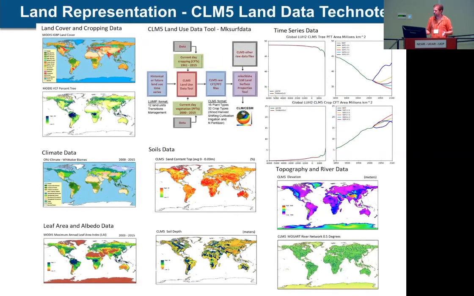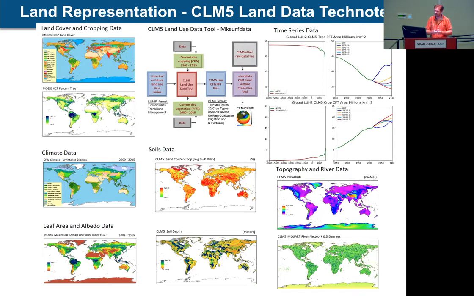So that's one element. You can see we've got the tool here, we've got these time series, but how does this data get put together? What we're using, from the current era, is a lot of satellite products and inventory data, and we bring it together with climate data and soils data. We have leaf area index and albedo that we bring into this component as well. We bring all this data together so that we know what the current day looks like.